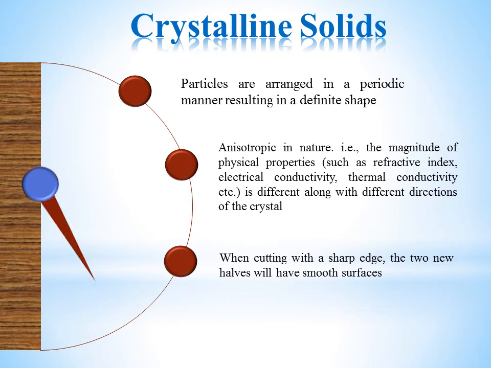Examples of crystalline solids. Crystalline solids may be either metallic crystals or non-metallic crystals. For example, copper, silver, aluminium, tungsten, sodium chloride, diamond, etc.